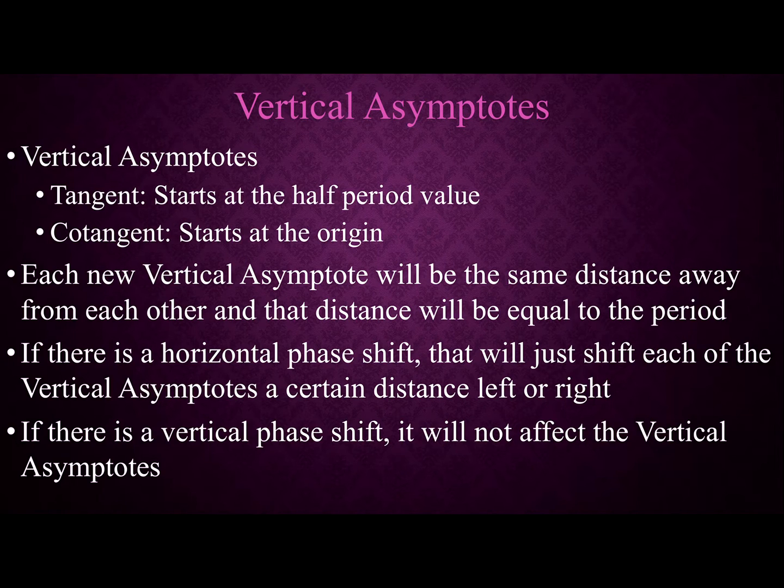If there is a horizontal phase shift, that'll move where those vertical asymptotes are. If there is a vertical phase shift, it's not going to change at all because the vertical asymptotes are, by definition, vertical lines. Shifting up and down doesn't change the location of a vertical asymptote. Only shifting left and right does.